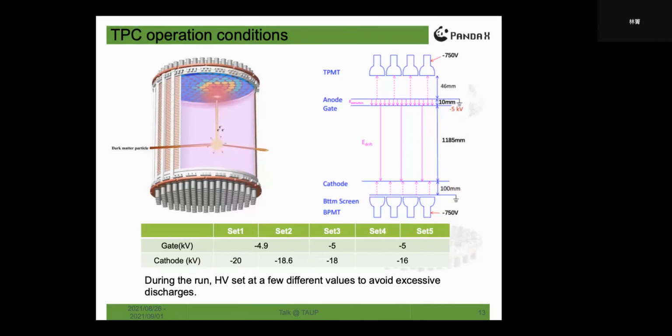During the commissioning, there was discharge happening from time to time. Most adjustments of detector condition were made to avoid the discharge. Therefore, we divided data into 5 data sets according to their gate and cathode voltages shown here. The longest 2 data sets, set 4 and set 5, are with 16 kilovolts on cathode and 5 kilovolts on gate, corresponding to a nominal drift field of about 92 volt per centimeter and electron extraction efficiency at the liquid surface of about 90%.